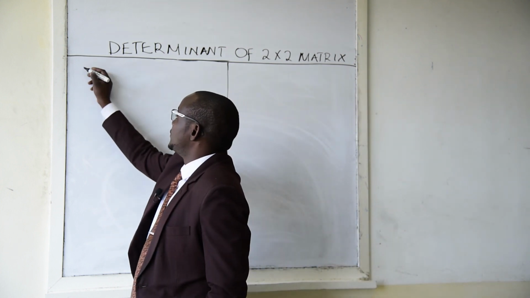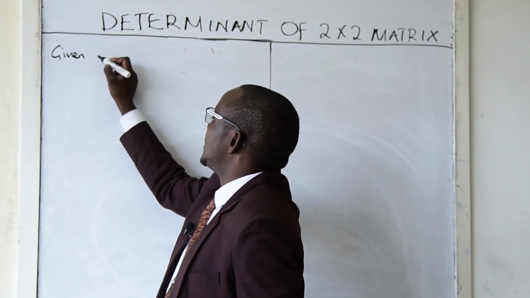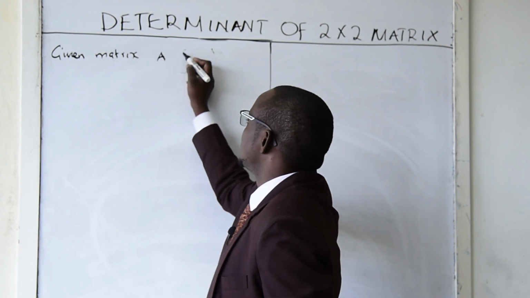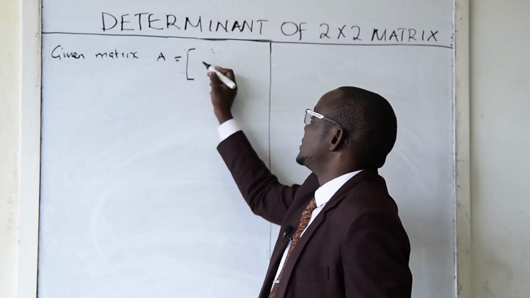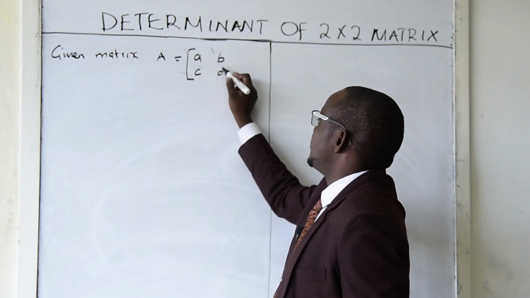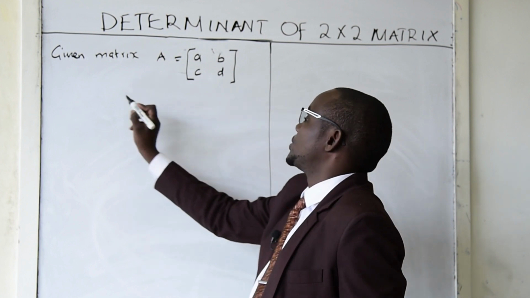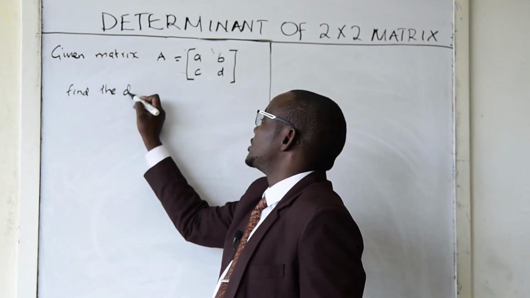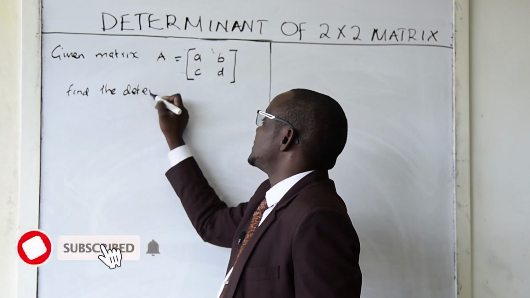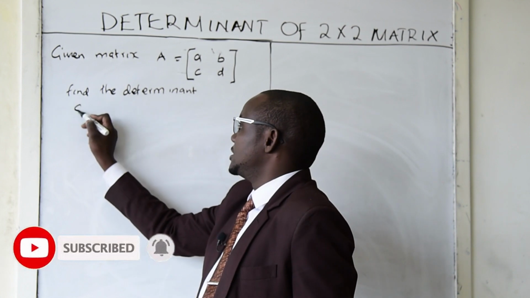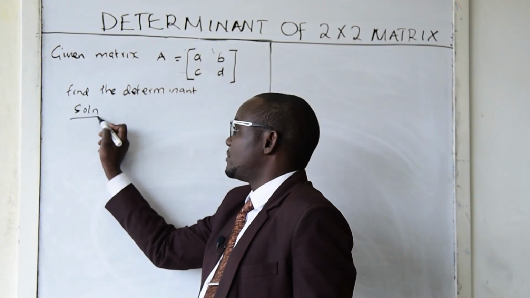If you are given a matrix A, which contains the following elements: A, B, C, and D, and you are told to find the determinant, this is what you do to find the determinant of a 2x2 matrix.